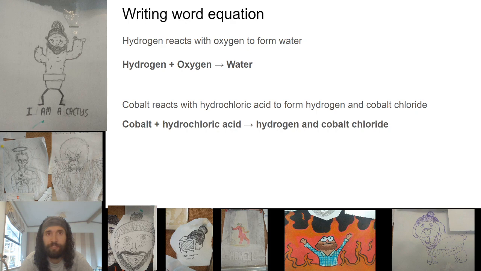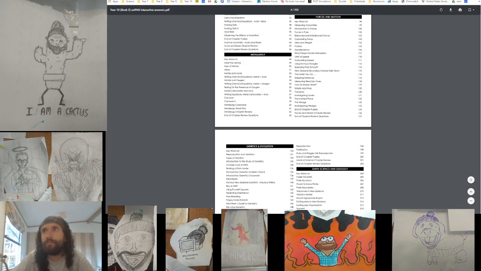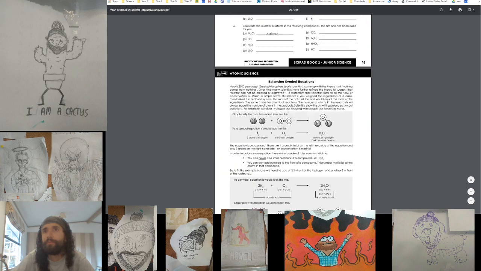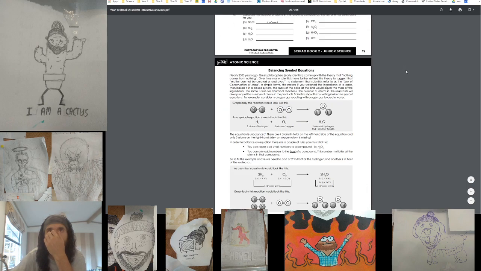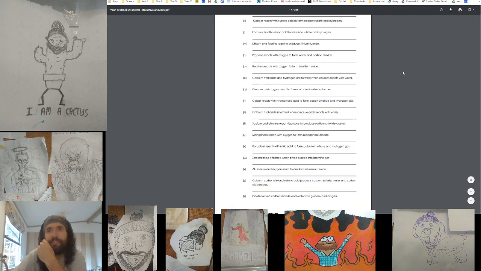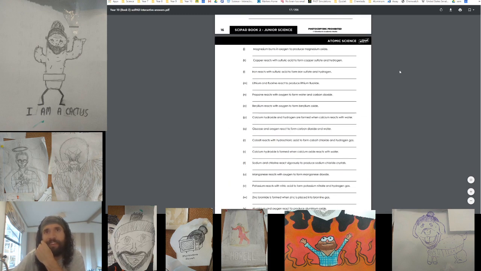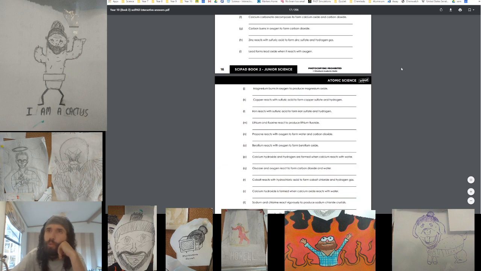So we have a few questions in the Scipad about those, and it's basically just reading the sentence and changing the words like with or and to a plus, and form or reacts to an arrow. So the work that I would like you to do today is pages 16, 17, 18 and 19. For 16 and 17, it's just these word equations.